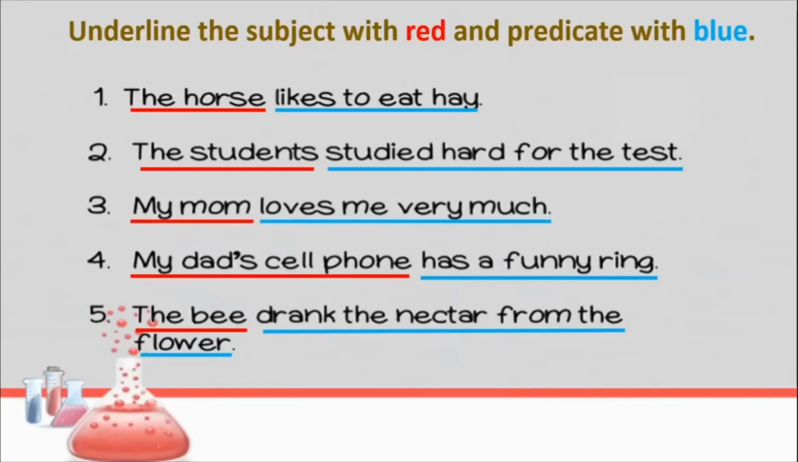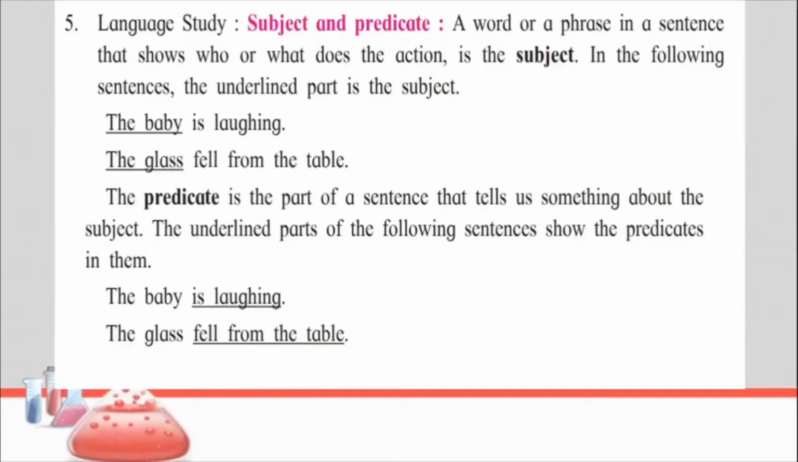Okay, children? So here we talked about certain words and phrases, and we also looked at what subject and predicate is. Now let us check whether we have done what is expected to be done according to the textbook. So see, this is point 5 of the exercise on English workshop in your textbook, where they have asked us to study about the subject and predicate, which we just did. But even then, let us go back and check what we did. So a word or a phrase in a sentence that shows who or what does the action is the subject, isn't it? We just saw it now, and they're giving us examples also, see, of a subject in the following sentences. The underlined part is the subject.